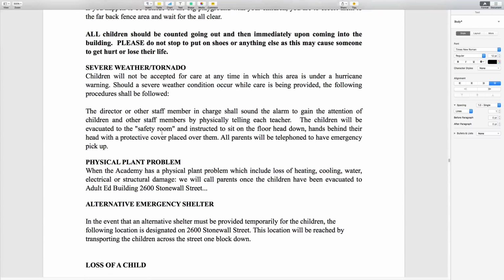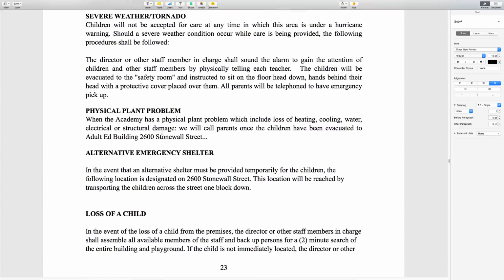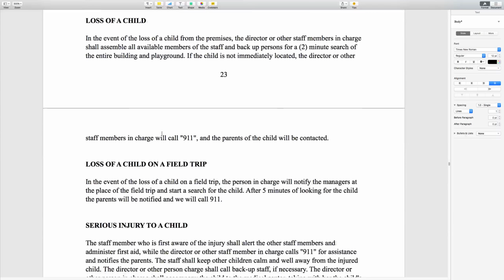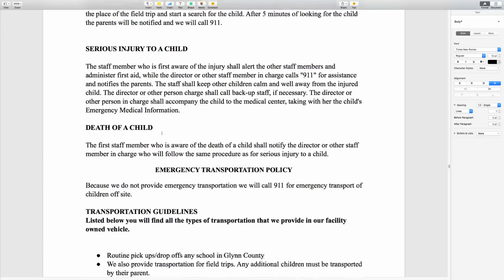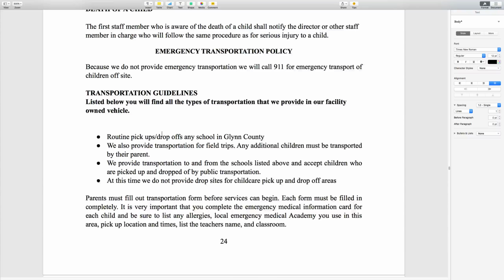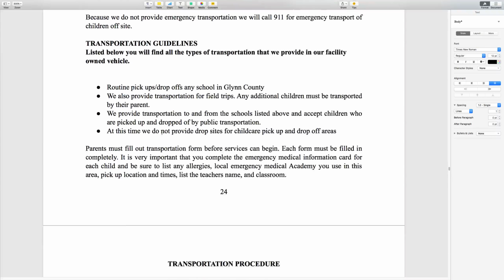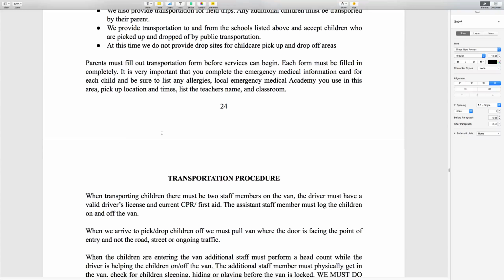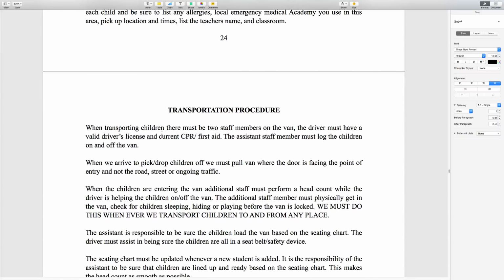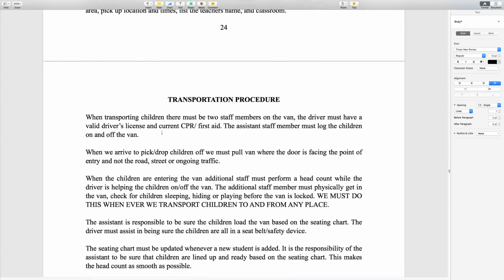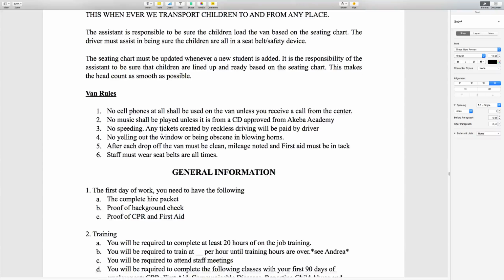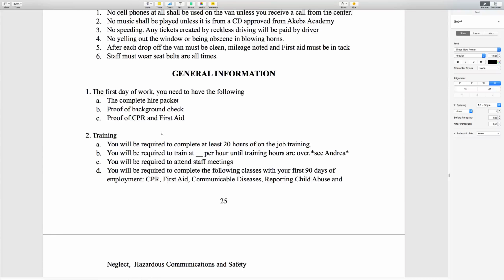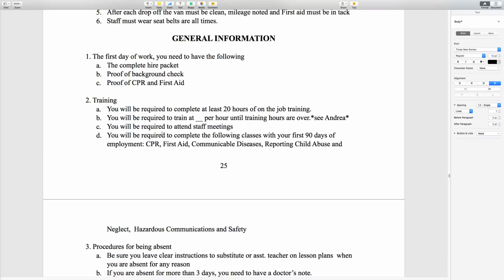We take them through what happens when there's a severe warning, physical plant, alternative shelter, loss of a child on a field trip. And so when I have in my planner about field trip training, this is the stuff that we go through. We go through the transportation guidelines, how we must follow the transportation procedures. When we arrive, how we pull up the van, how the van should be parked, how we get kids out, van rules, general information.